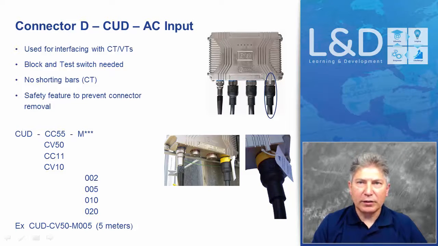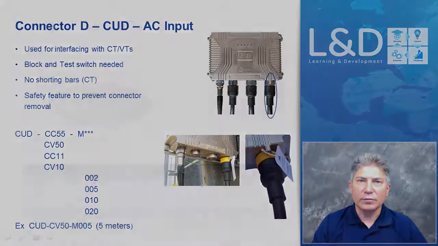A shorting device at the field termination end of the cable is advised to short the current transformer circuits prior to disconnecting the cable. To bring attention to this restriction, a yellow metal ring is installed that completely covers the connector ring and is secured with a padlock, seal, or tag. This security mechanism provides an important physical and procedural safety barrier for work protection practices to prevent unintentional opening of the live CT secondary circuits. The CUD cable is available in 2, 5, 10, and 20 meter lengths.